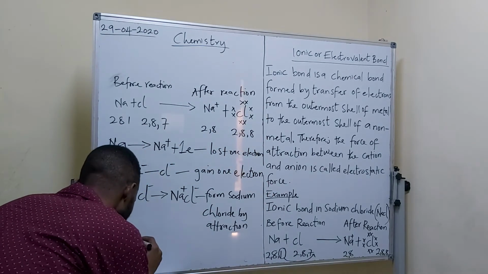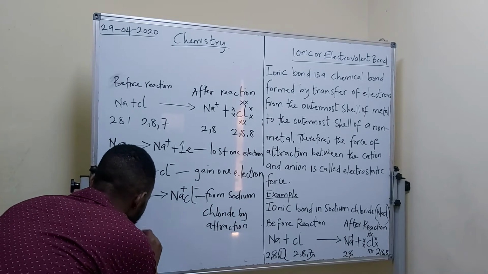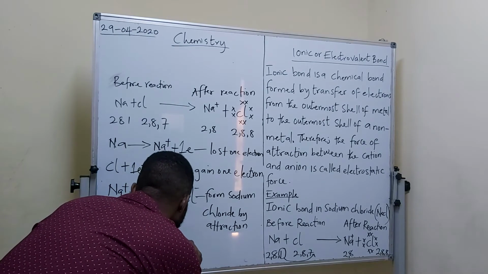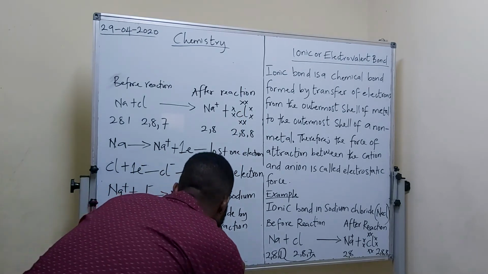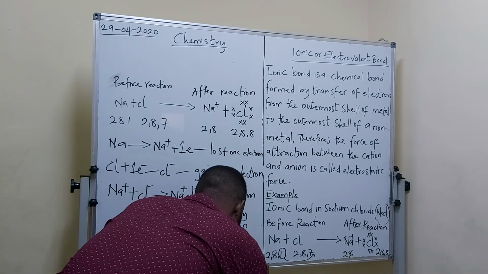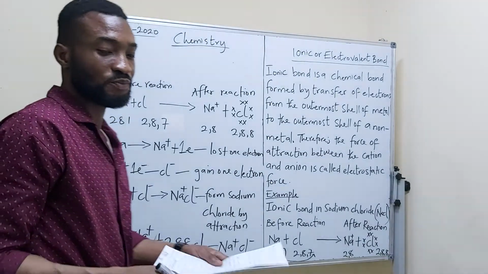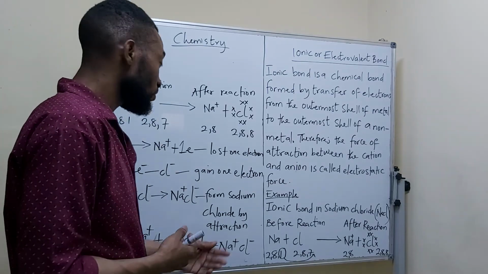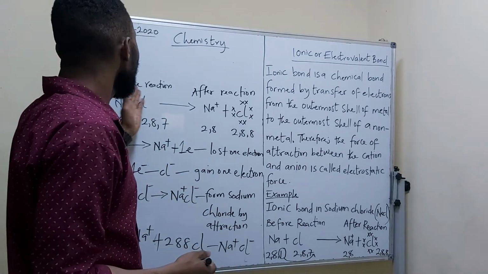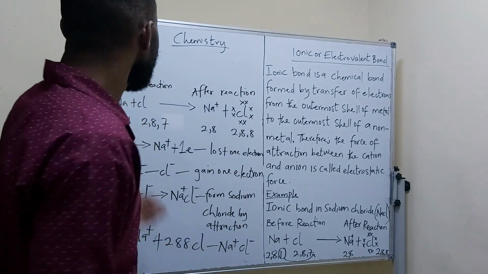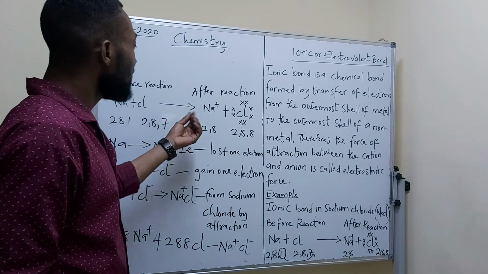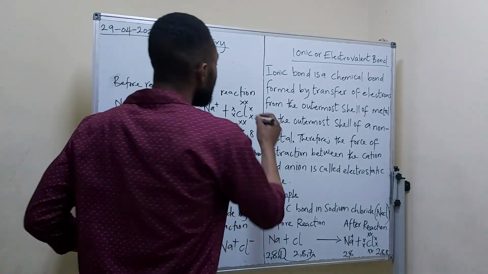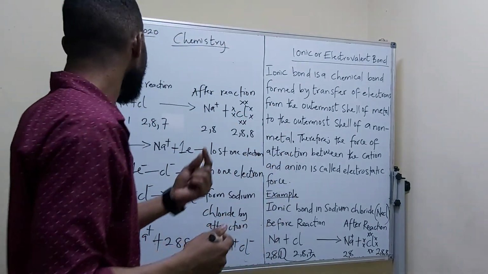So what I was trying to tell you is, if you look at this, this is the equation for the sodium chloride. This is before the reaction, and this is after the reaction. You can see from here, this is Na plus Cl. Na carries a positive charge here, that is, it lost 1 electron, and Cl carries a negative charge here, that is, it gained 1 electron.